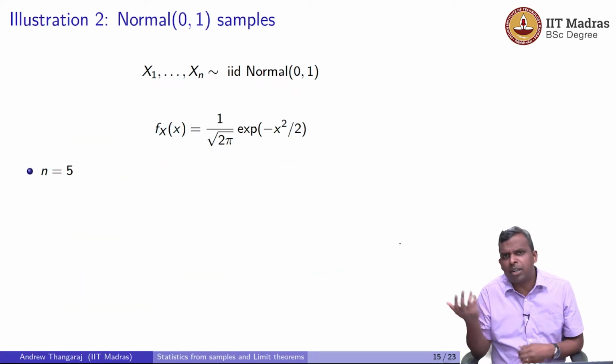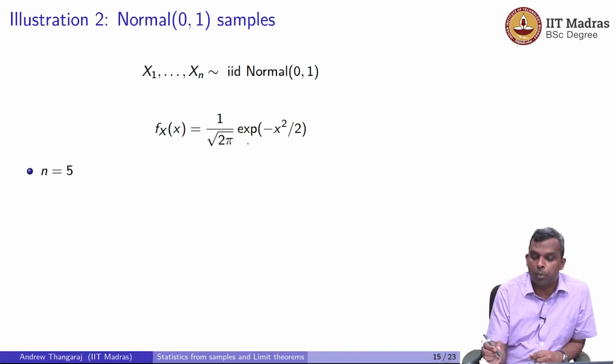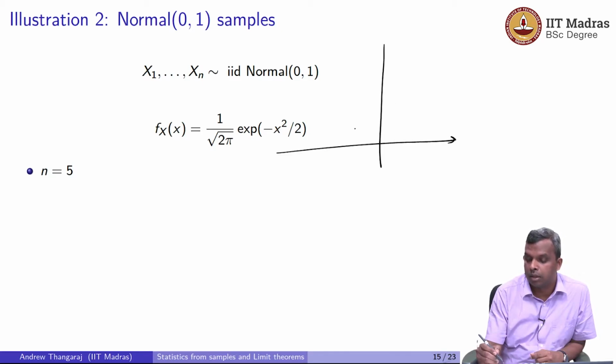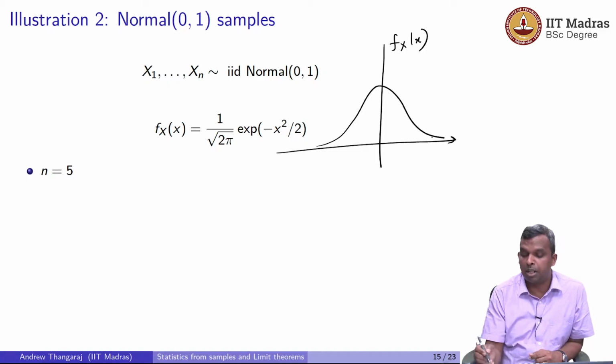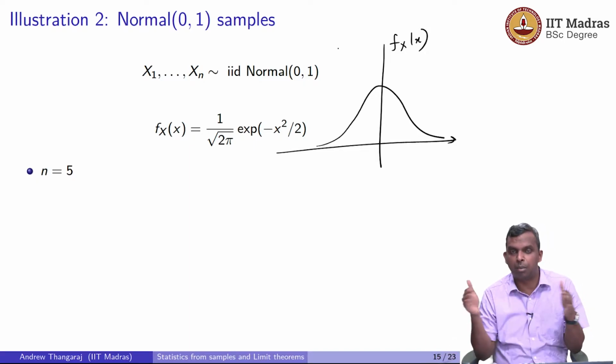So now let's look at different types of samples. Here is a normal 0, 1 sample. Okay, so I have n samples, IID normal 0, 1. You remember the normal distribution? Normal distribution has a density. It's 1 by root 2 pi e power minus x squared by 2. So you can plot this density if you like. It will look something like this. This will be this density fX of x. So normal distribution tends to take values closer to 0, and then it can take higher values also. Okay, the variance is 1.